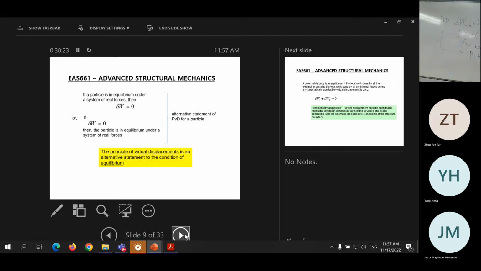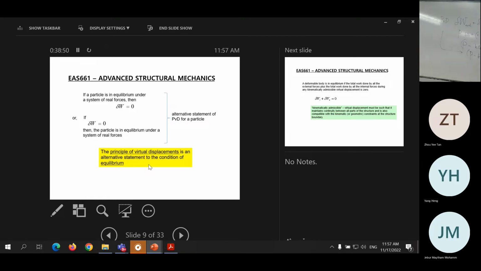We start with a particle because it's easy to get the equations. Later we extend to not a particle, but to a structure, to a deformable body. So the one highlighted in yellow here, class, is the power of PVD. The principle of virtual displacement is an alternative statement to the conditions of equilibrium.